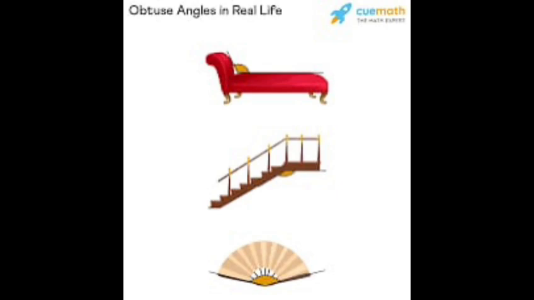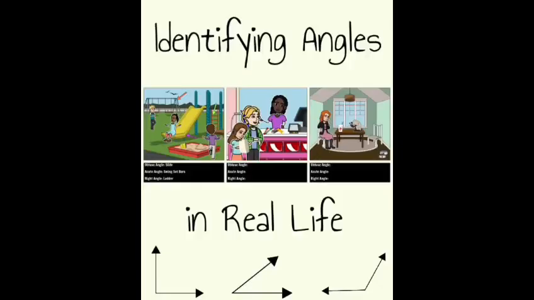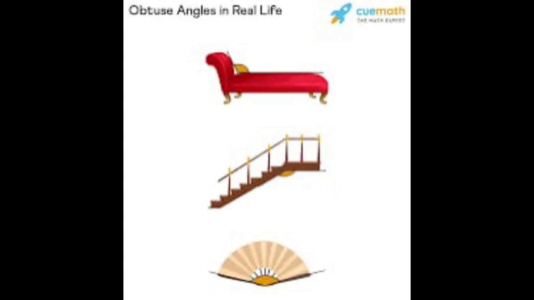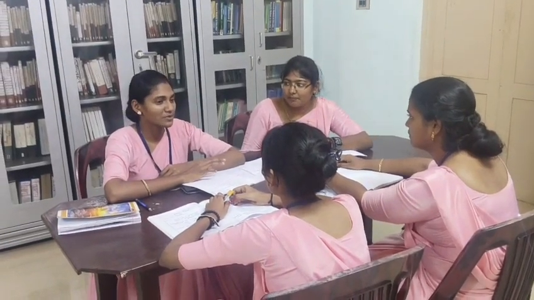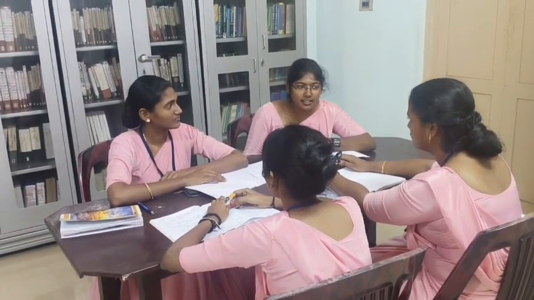Properties of obtuse angles. Larger than a right angle, that means 90 degrees, but smaller than a straight angle, that means 180 degrees. Only one obtuse angle can exist in a triangle because the total sum of angles in a triangle is 180 degrees. Third property, found in many geometric shapes like obtuse angled triangles or irregular polygons. Fourth property, two obtuse angles cannot be supplementary. Yes, obtuse angles are more than 90 degrees but less than 180 degrees.